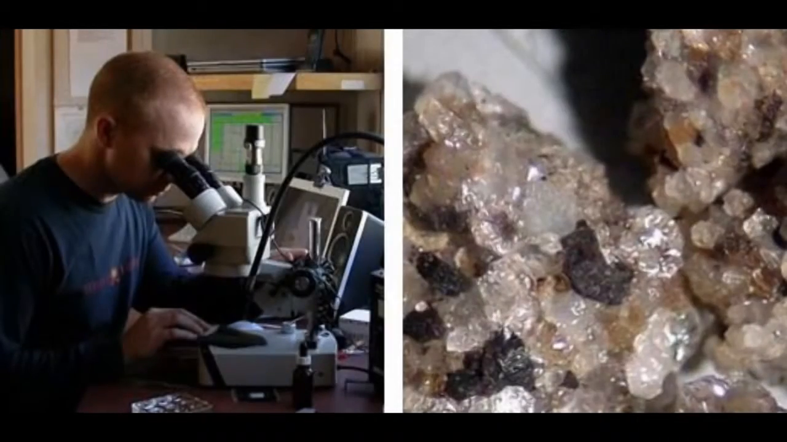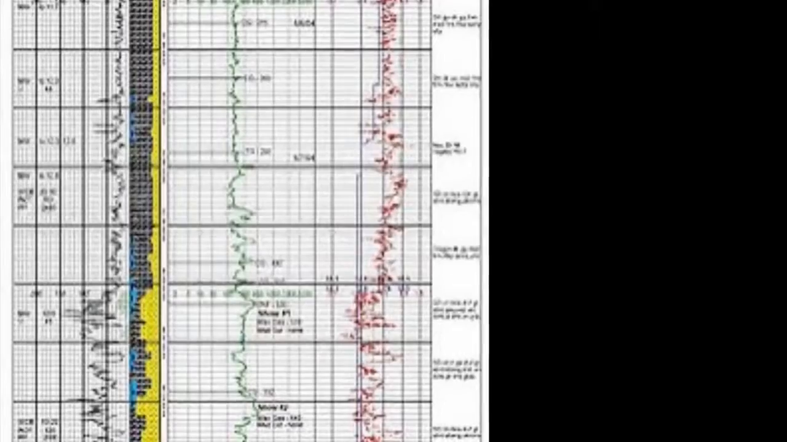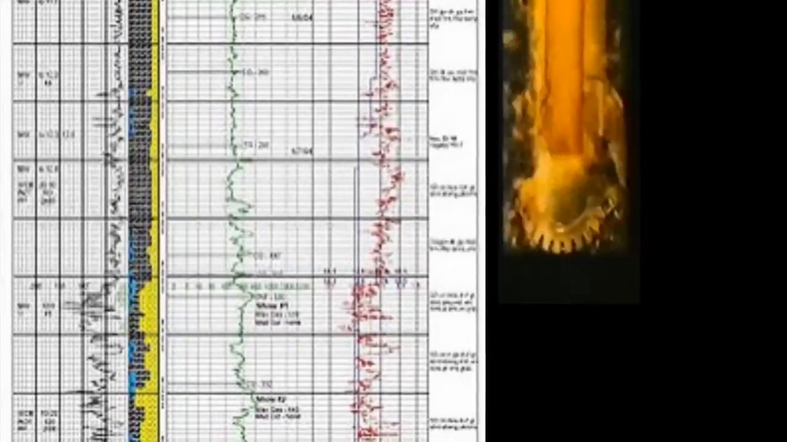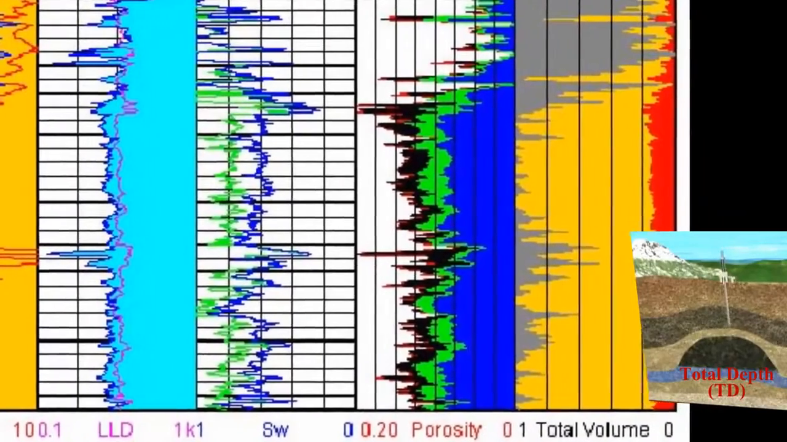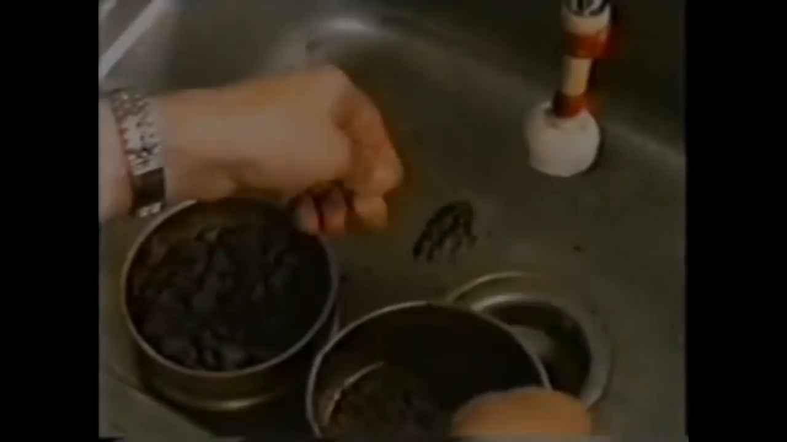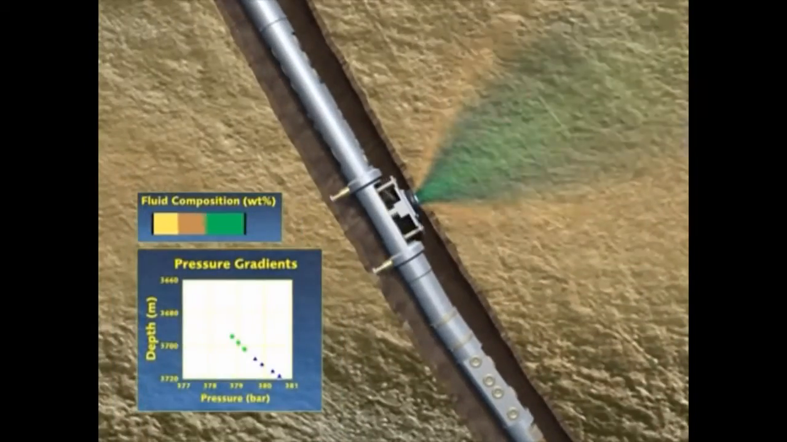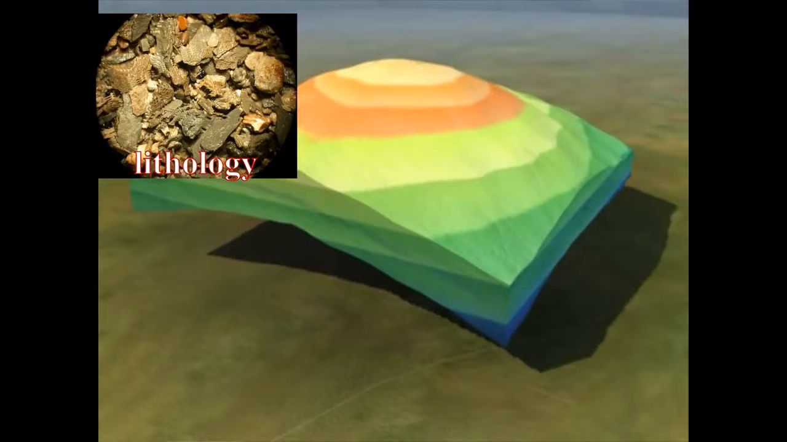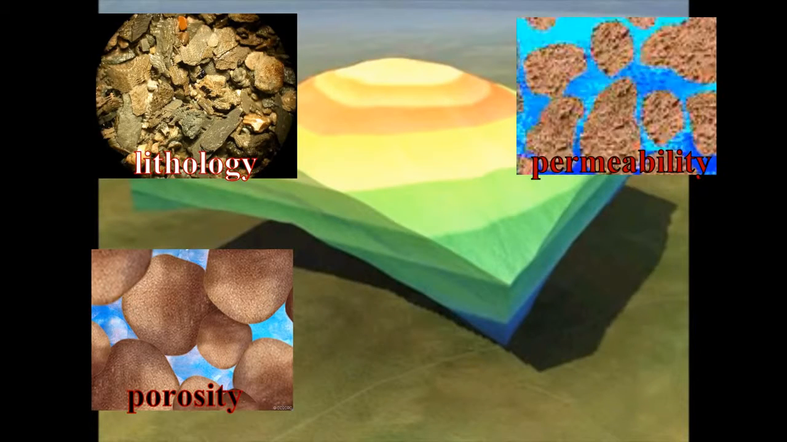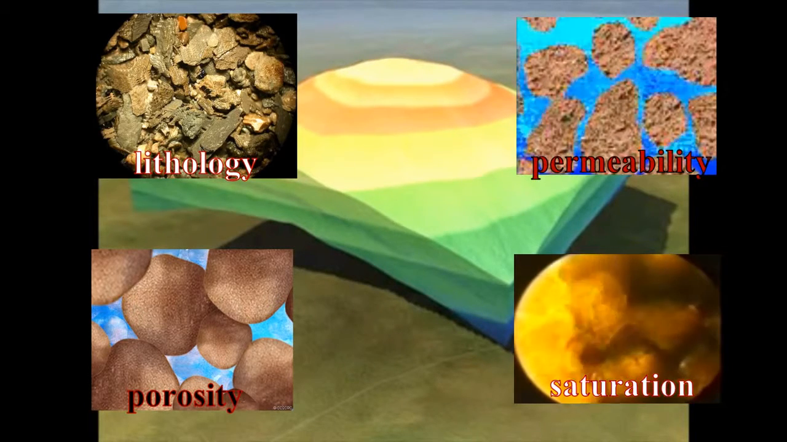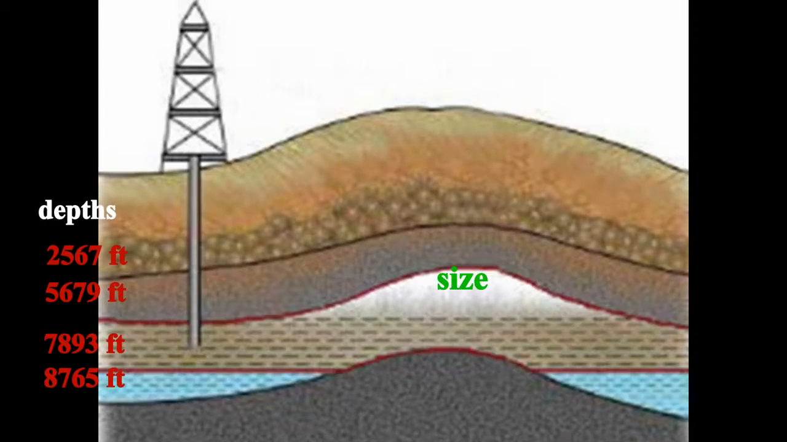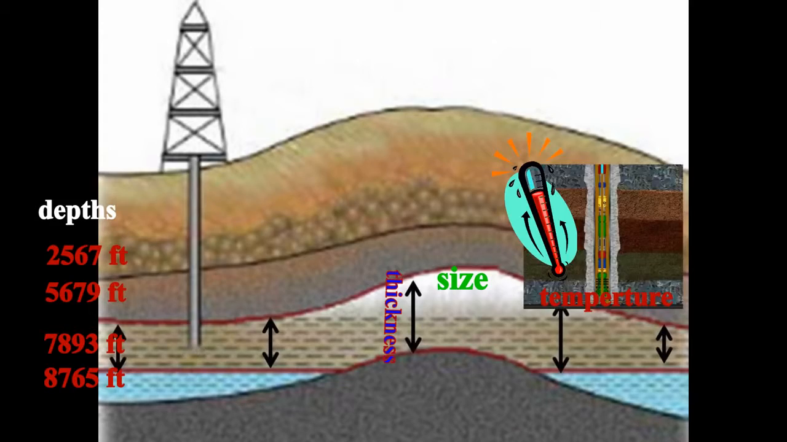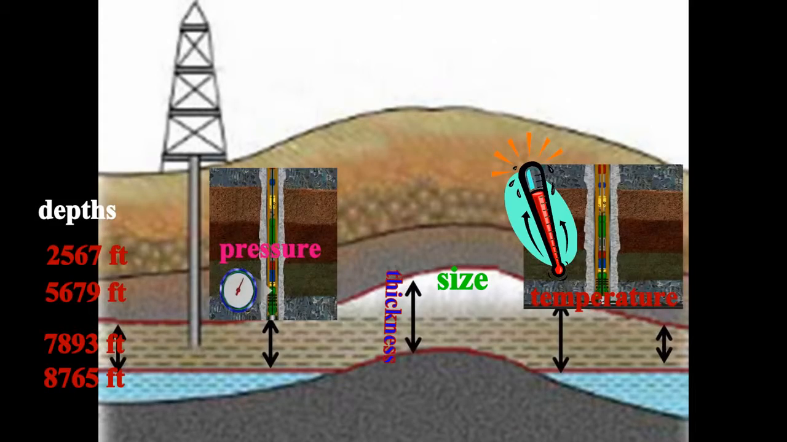Once identified, we added this information to the mud log as we drilled and then compiled another, more detailed electronic log after total depth, TD, was achieved. Along the way, we continued collecting samples and performing tests that helped us determine lithology, porosity, permeability, and saturation, or types of fluid present in that rock. Next, we determined the depths, size, thickness, temperature, and pressure of the rock formation.